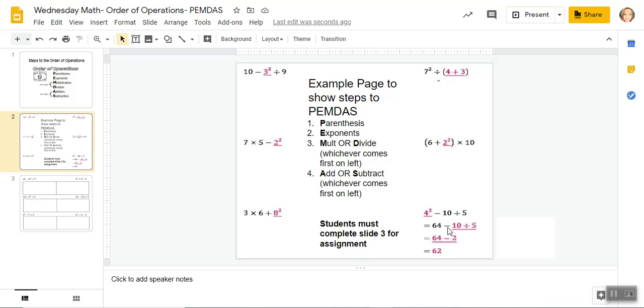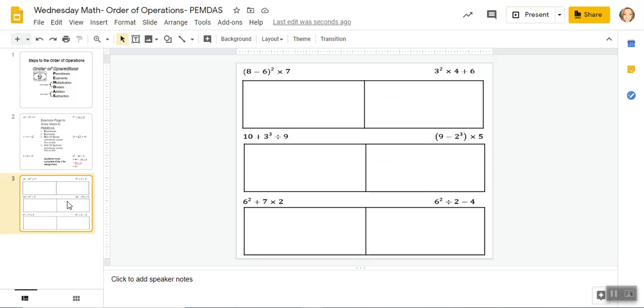No, I don't do it that way. Have to follow the steps. Multiplying or dividing comes before subtracting. So I know it's over here, but that's the order that the steps need to be done first. So you have to divide. 10 divided by 5 is 2. Now you bring the 64 down. 64 subtracted by 2 is 62. Okay, so that is how you do the order of operations.